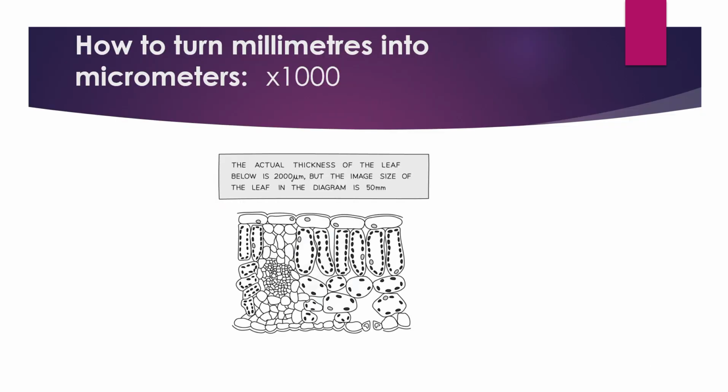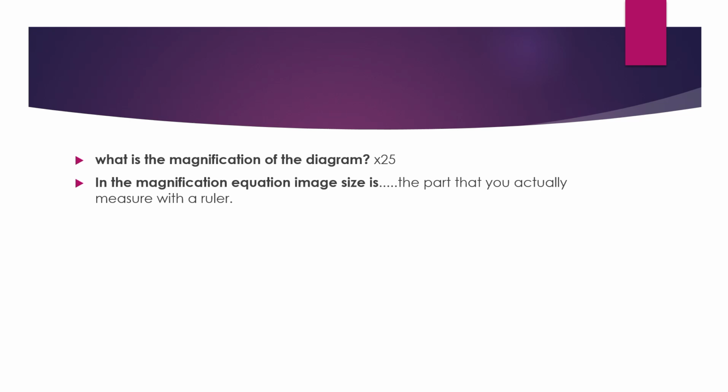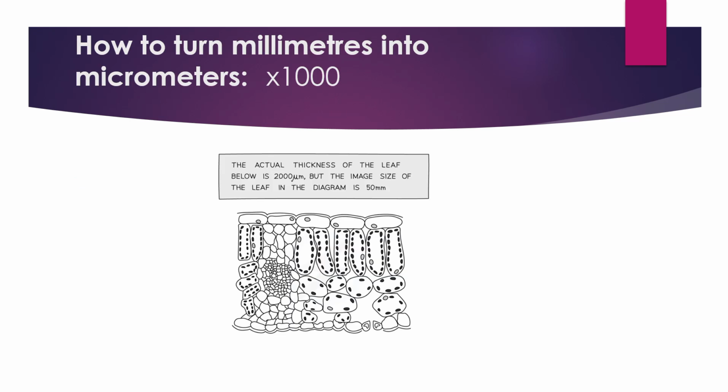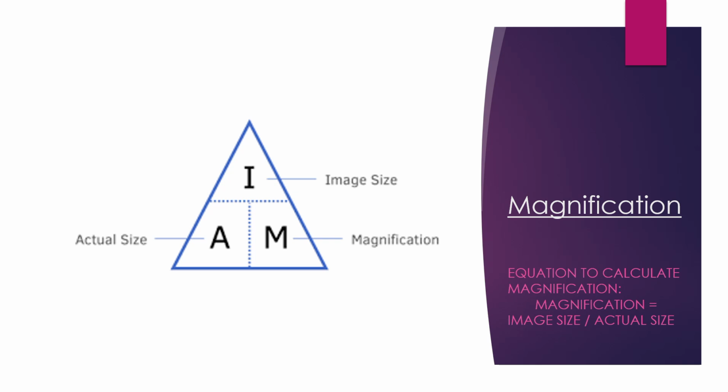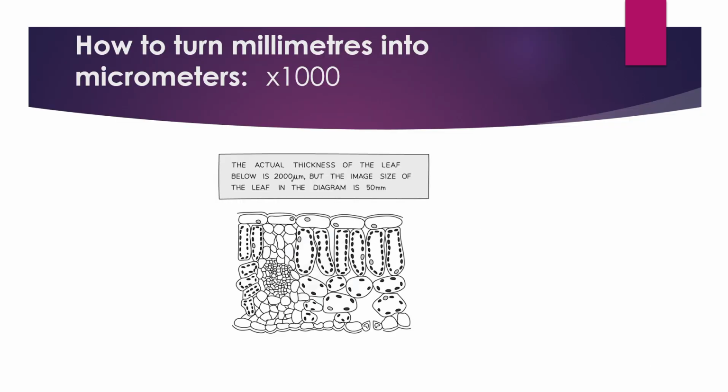How to turn millimetres into micrometres. If you get given it in millimetres, you have to times it by 1,000 to get to micrometres. So if you're looking at this image, the actual thickness of the leaf below is 2,000, but the image is 50 millimetres. So you'd have to convert that into 50,000 micrometres, and then you do image over actual. So image would be 50,000, actual would be 2,000, so 50,000 divided by 2,000.